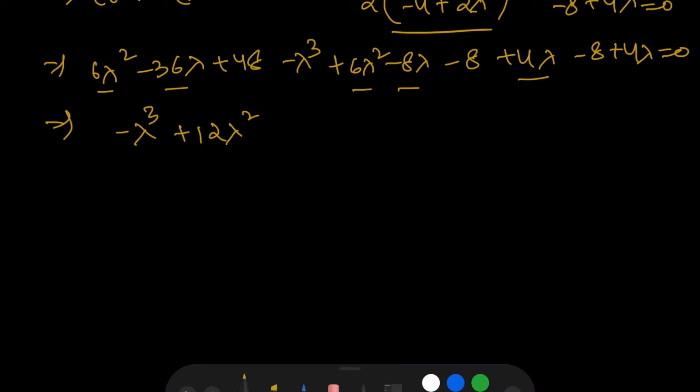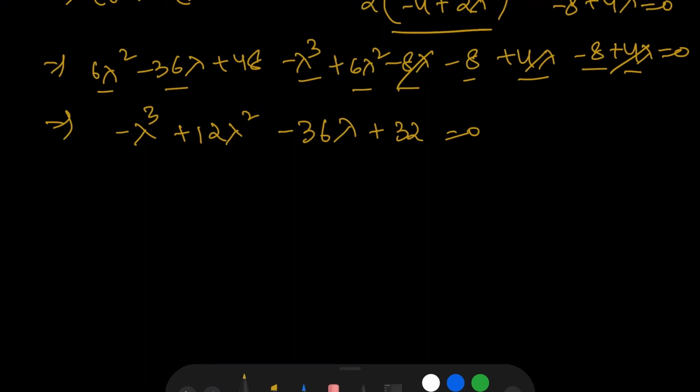So basically, this 4 lambda plus 4 lambda is equal to 8 lambda, and it is cancelling with minus 8 lambda, right? So we are only left with minus 36 lambda. We are done with the lambda terms, and now we have the constants. Sorry, minus 8 minus 8 is minus 16, and minus 16 plus 48 will be 32, right?